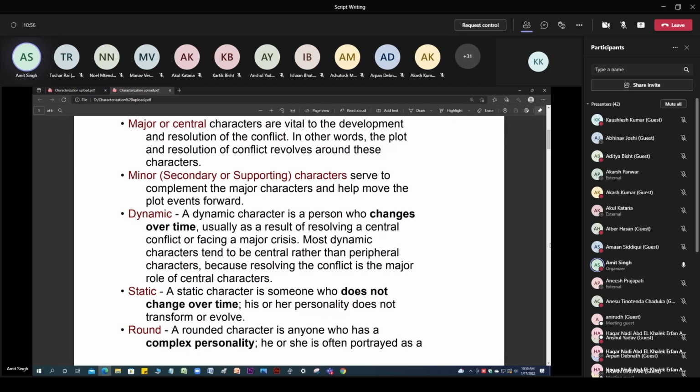Major character or central character, by name itself, says what kind of protagonist: who is leading your story and who is the center of your story or movie. Minor character is the opposite of that. Major and minor are very common words. Minor is the one supporting those characters, right? So those are two kinds. One is major or central, or minor and secondary. The third one is the dynamic character. Dynamic means it keeps on changing. There are changes.